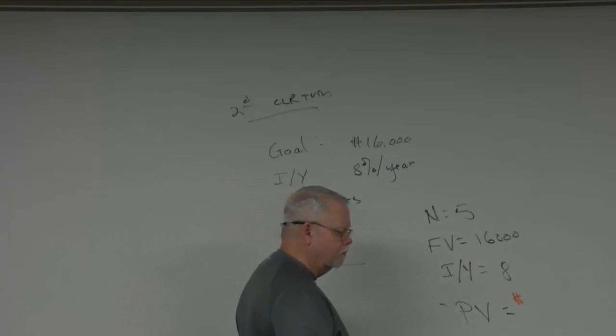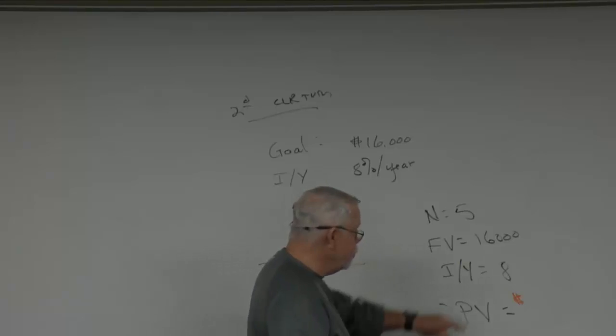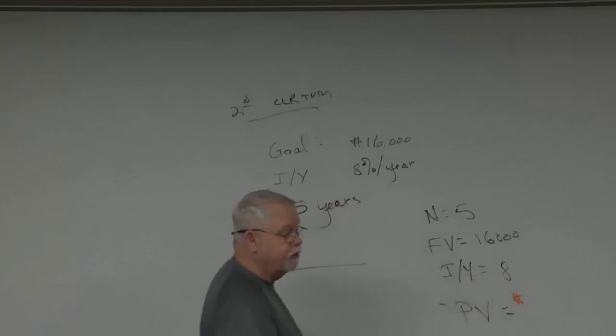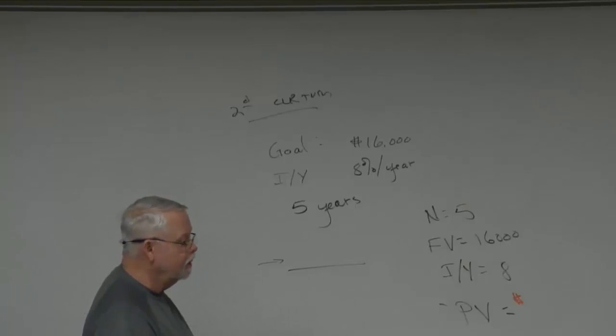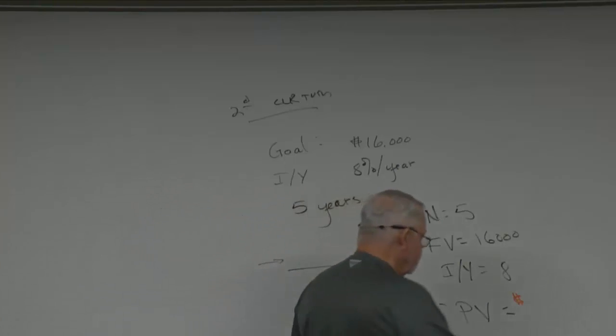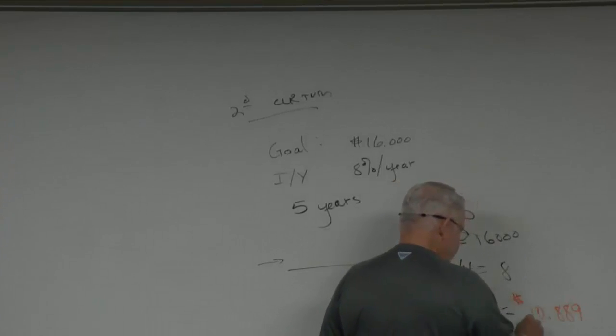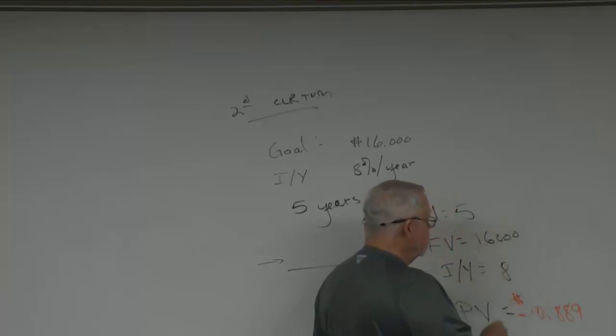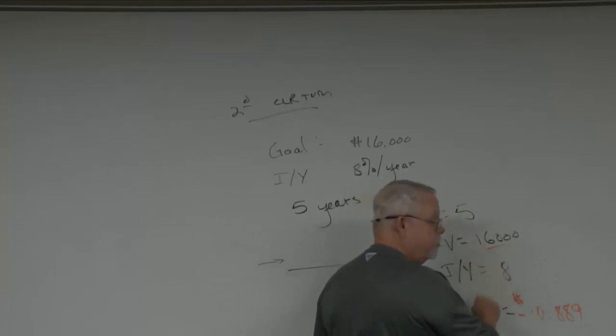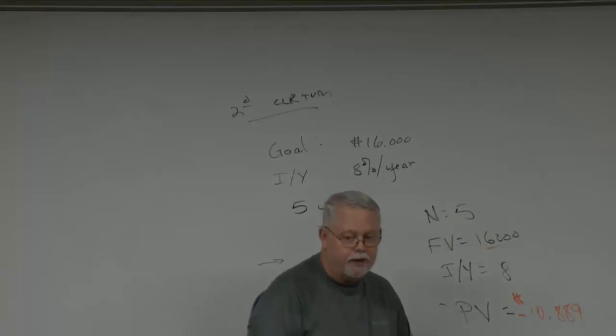Is .008 what you're putting for the interest rate? No, just the number 8. Okay. Now compute PV. What did you get? 10,889 and change. You get a negative number, and it would be negative because you had a positive number for future value. Okay, try again.